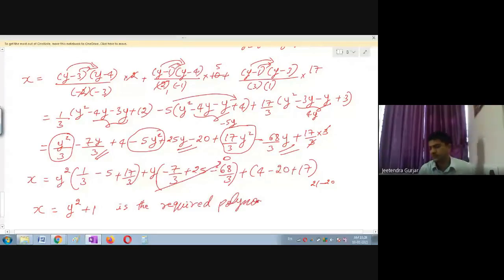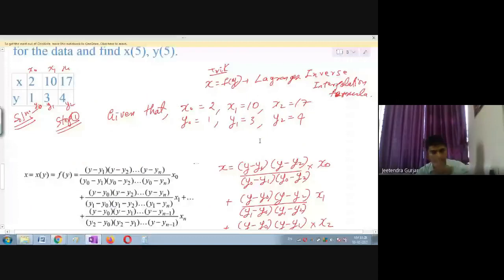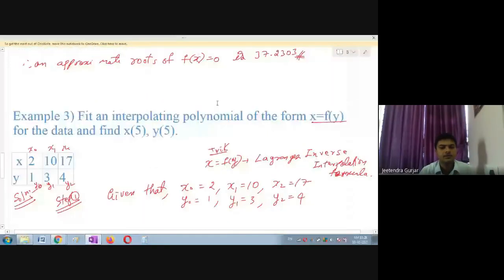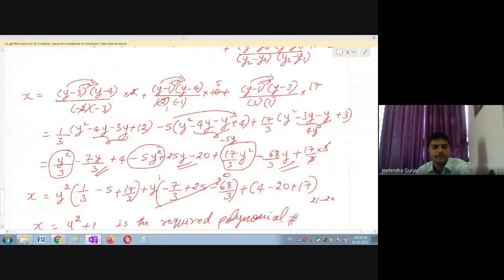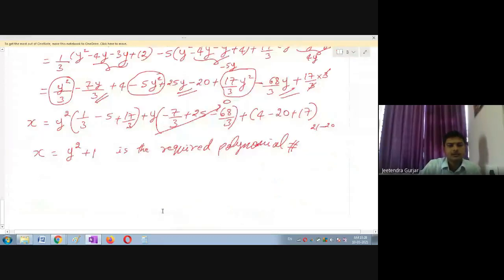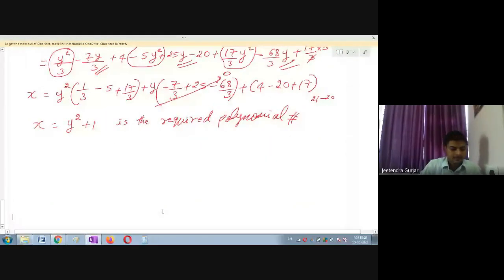So here we get the polynomial, but see, after finding the polynomial, we have fit an interpolation polynomial. Then I am going to find x of 5 and y of 5. So I will take one by one. I will take this as first case and this is second case. Then I will substitute in this. Here we have the polynomial, students. Now we'll just substitute the values.